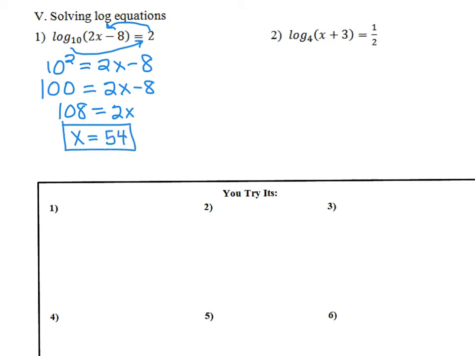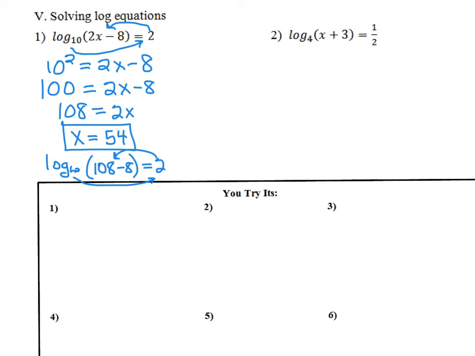Now we could, of course, go back and check our answer. When we do that, we're going to say log to the base 10 of 2 times 54 is 108. 108 minus 8, of course, is 100. Does that equal 2? Yes, of course, because 10 to the 2nd power does give us 100.